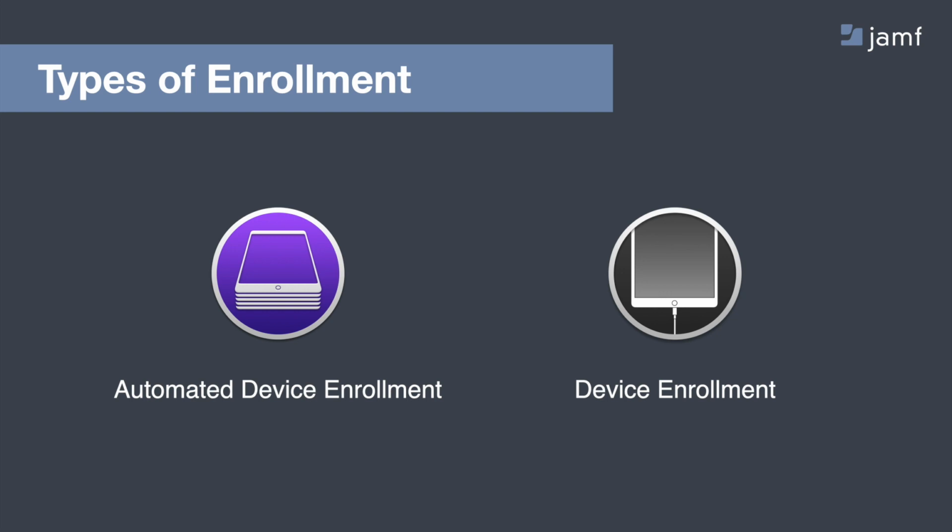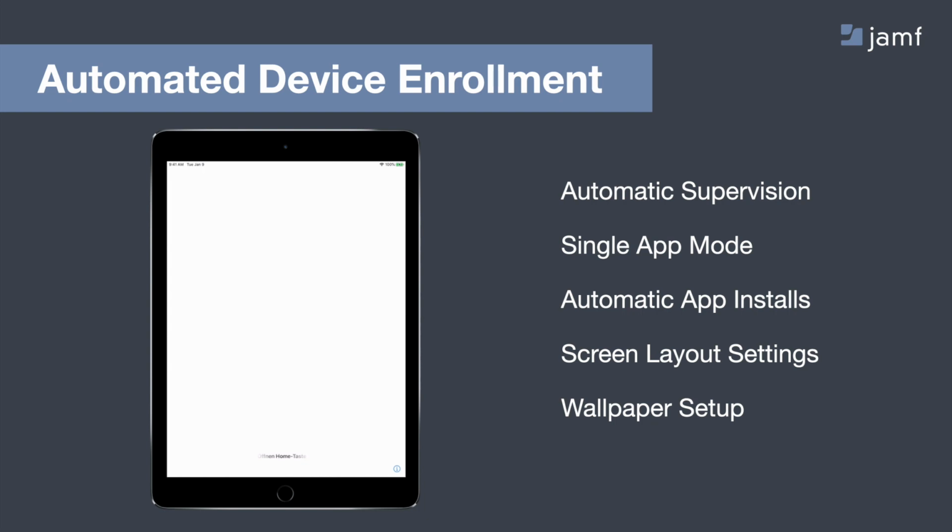Now that we know what is Apple School Manager, what is an MDM, and we have seen how easy it is to integrate Jamf products with Apple School Manager, let's talk about the types of enrollment for our devices. There are two types: automated device enrollment, which leverages that connection with Apple School Manager, and device enrollment, which is a manual enrollment process. Let's take a look at automated device enrollment.